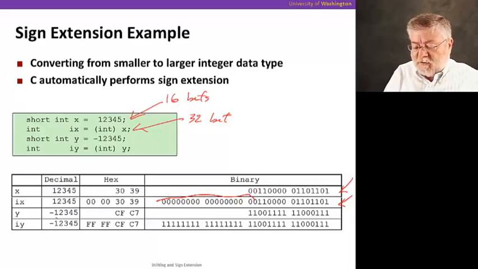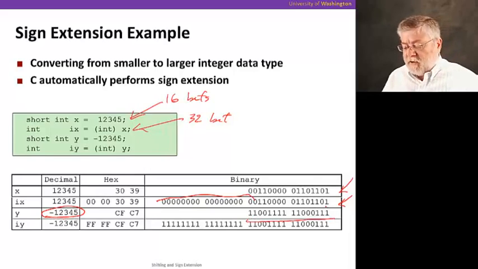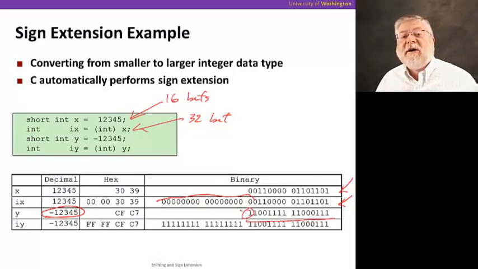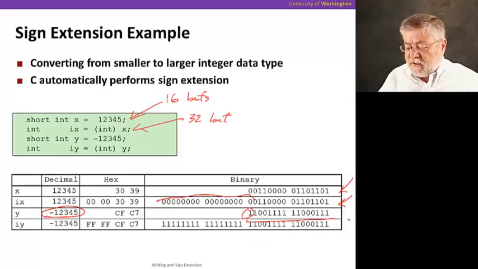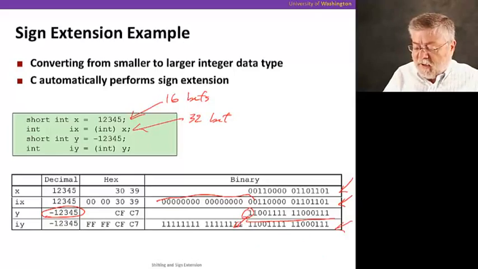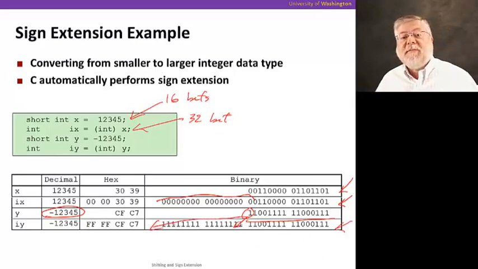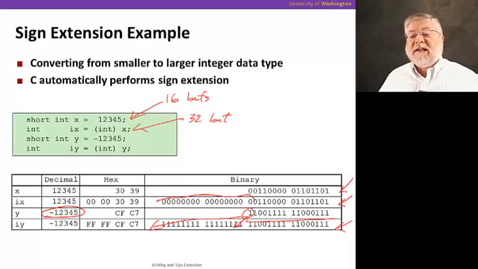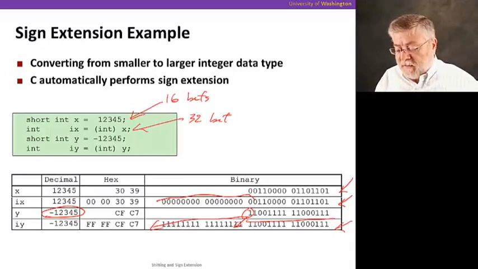For a negative value, if we use negative 12345, it's represented by this bit pattern. You can tell it's a negative number because the higher order bit is a 1. And when we sign extend it into the larger representation of 32 bits, we copy that 1 throughout those upper 16 bits. Okay, and so sign extension is used both when we're doing arithmetic shifts to the right, as well as when we're casting a value into a larger bit pattern.